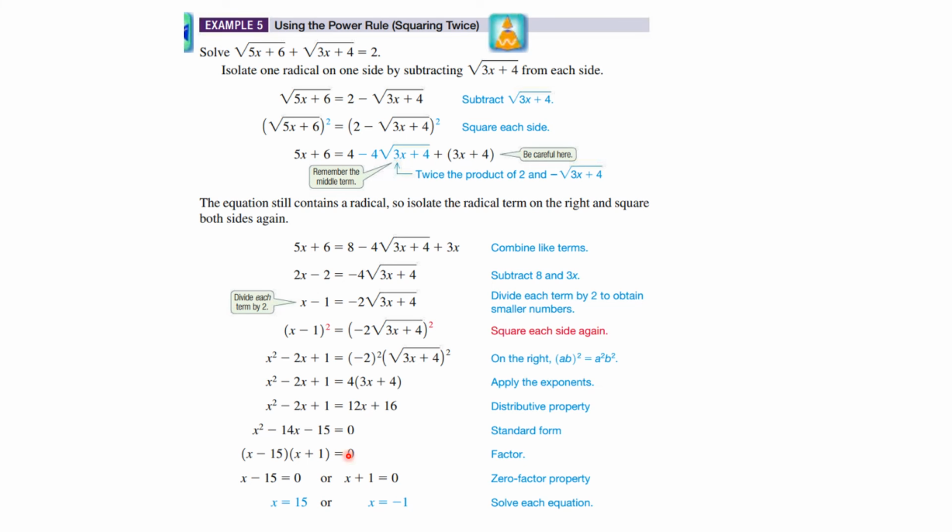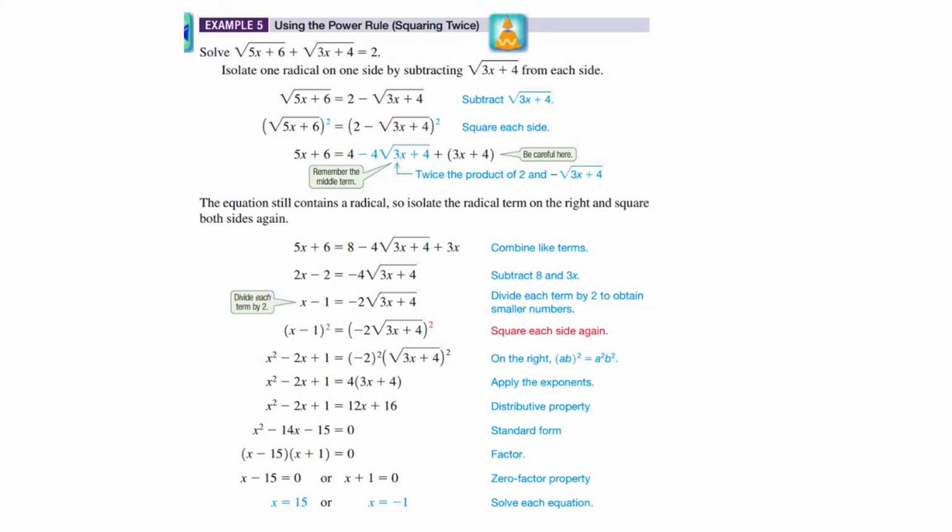So at this stage, I have x squared minus 2x plus 1 is equal to 4 times (3x plus 4). So x squared minus 2x plus 1 is equal to 12x plus 16. Putting everything on the same side, I will have x squared minus 14x minus 15 is equal to 0. Now I can factor this into (x minus 15)(x plus 1), setting that equal to 0. The proposed solution then is x is equal to minus 1 or x is equal to 15.